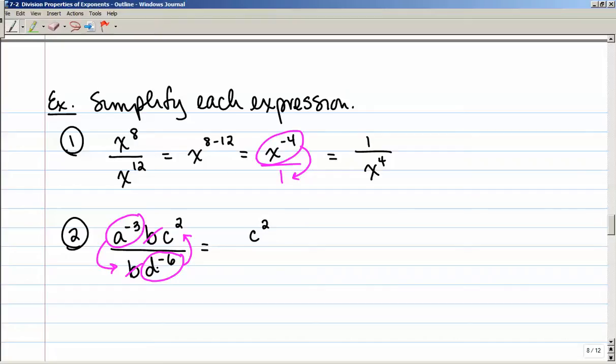This d to the negative 6th, if I move him up on top, I can make it a d to the positive 6. And the a to the negative 3, if I move him to the bottom, I can make him an a to the positive 3.